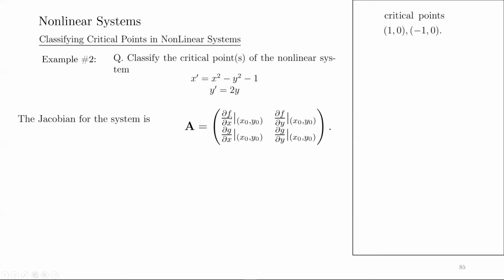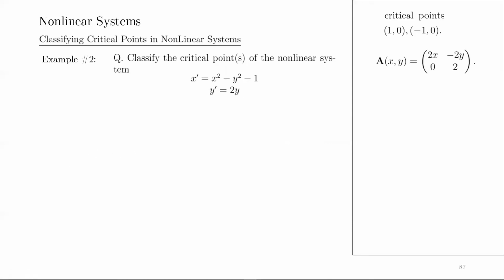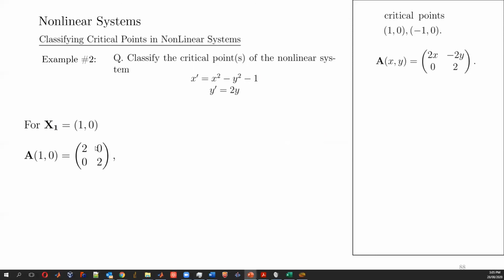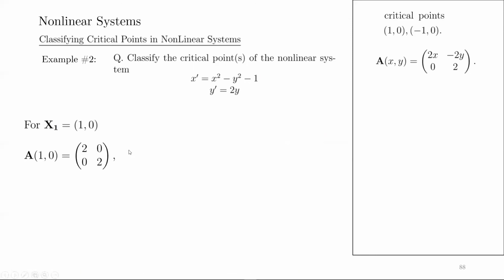Again, df/dx is going to be 2x. df/dy is going to be negative 2y. dg/dx, for the second equation, is 0 because there are no x's. dg/dy is just 2. And now we just need to evaluate this Jacobian matrix at the critical points. Starting off with x = 1, y = 0, so x1, if I substitute in x = 1, y = 0, I get this matrix here, which of course you can see is going to have a repeated eigenvalue, which is equal to 2.